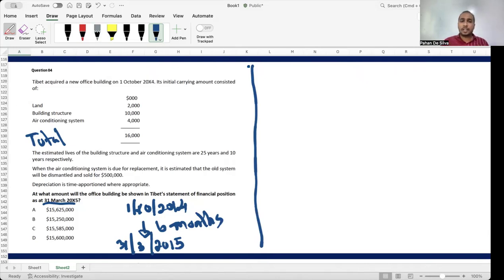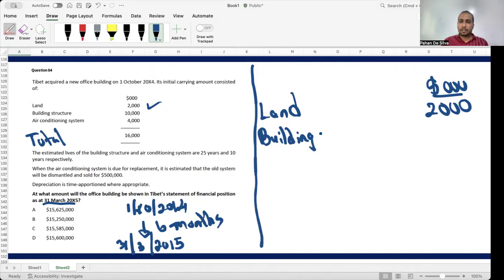So let's try to understand this question. I will take values in $1,000. The first element is land. Initially, land has a cost of 200,000 in thousand terms. We can take it in the same way, because when it comes to land, there is no depreciation. Cost will become the carrying amount, right? Therefore, when it comes to land, there is no issue. The next one is building structure.